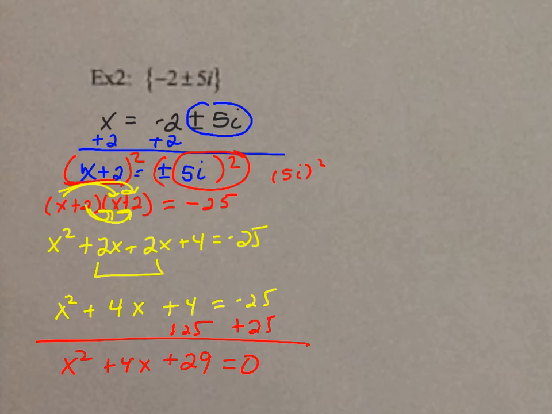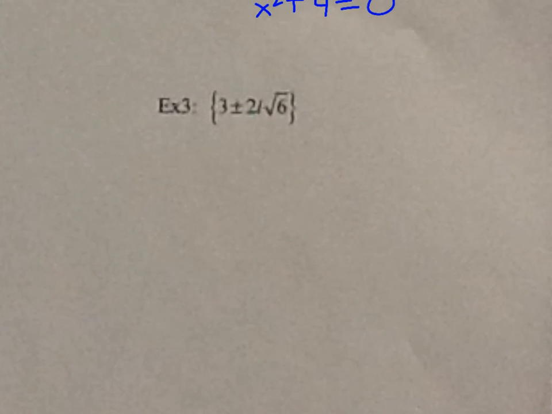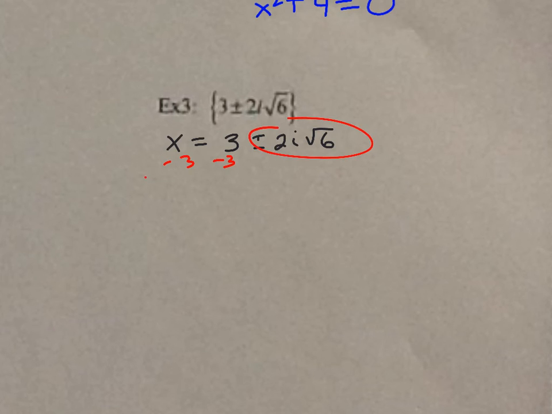All right, so let's take a look at number 3. All right, so number 3 has an i and a radical in it. So the first thing I'm going to do is set it equal to x. x equals 3 plus minus 2i, the square root of 6. Minus 3, you got to isolate. You got to get this all isolated. x minus 3 equals plus minus 2i, the square root of 6. To get rid of the i, the square root, you have to square both sides. The whole thing.